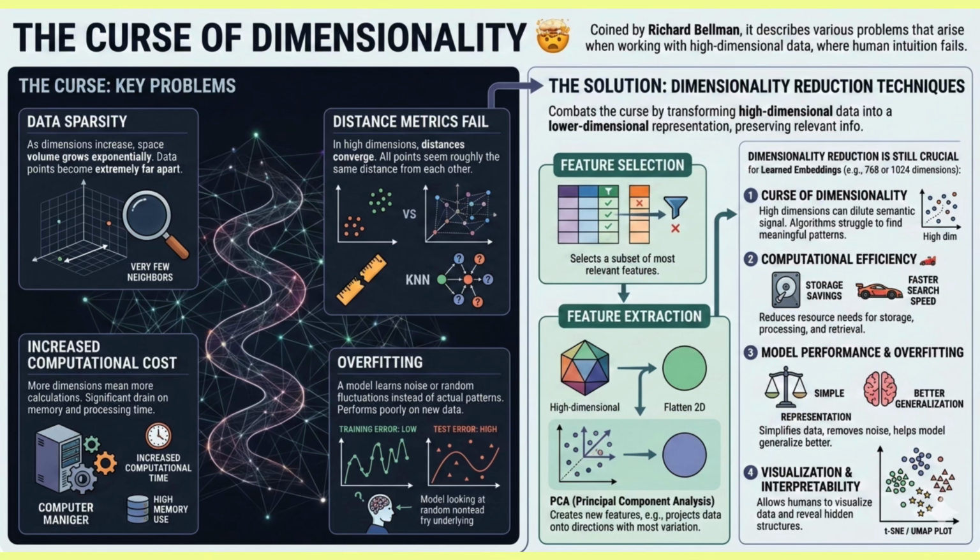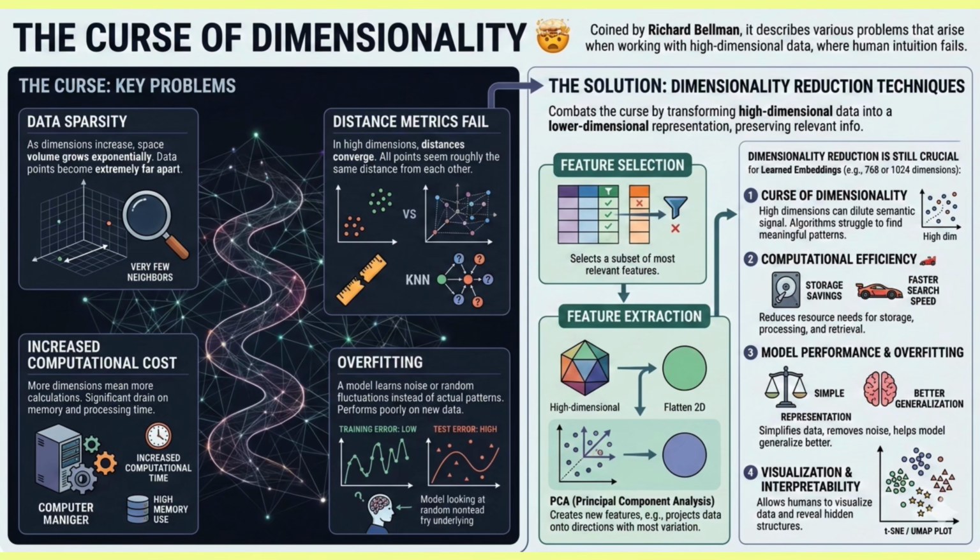First, the curse of dimensionality. Even in the context of learned embeddings, high-dimensional spaces can lead to problems. As the number of dimensions increases, the volume of the space grows exponentially, causing data points to become extremely sparse. This can make it difficult for algorithms to find meaningful patterns and can make distance metrics like cosine similarity less reliable. In essence, the high dimensionality can dilute the semantic signal the embedding was meant to capture.